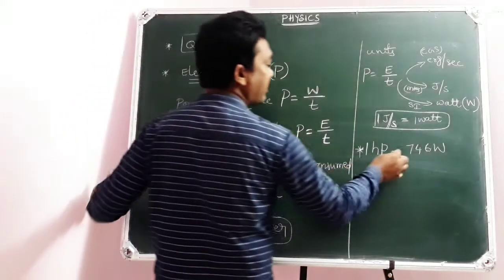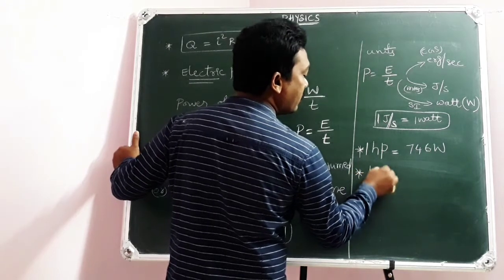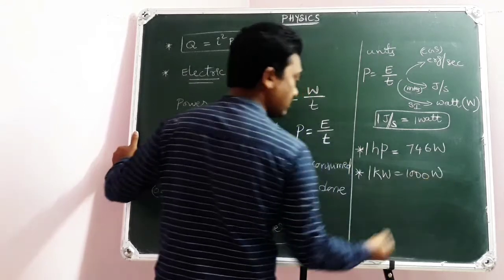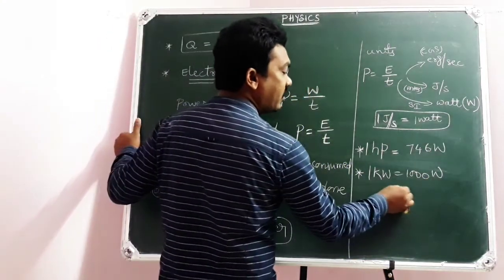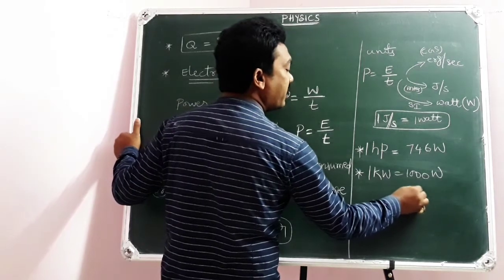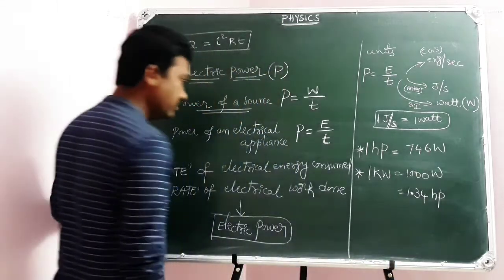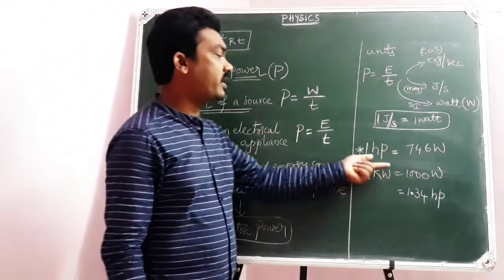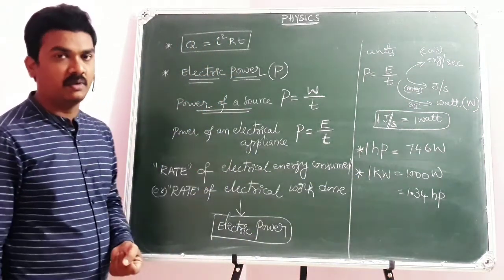1 horsepower equals 746 watts. And at the same time, 1 kilowatt equals 1000 watts. And of course, 1 kilowatt can also be written as 1.34 horsepower. So these are the different mathematical points that you need to remember while dealing with the concept of electric power.